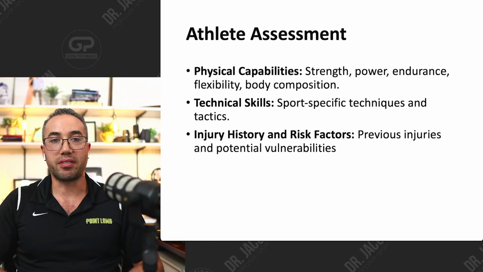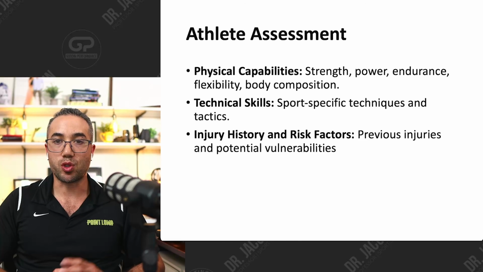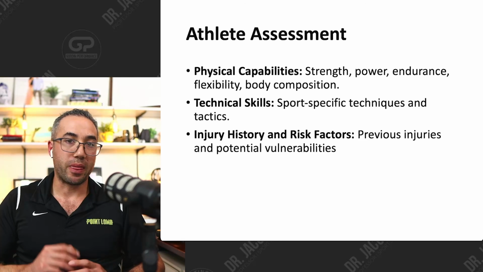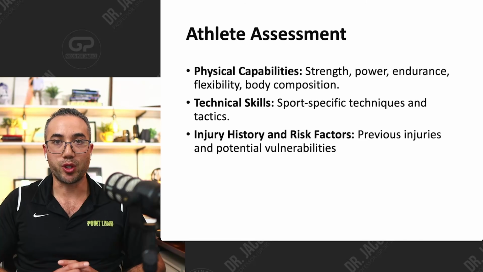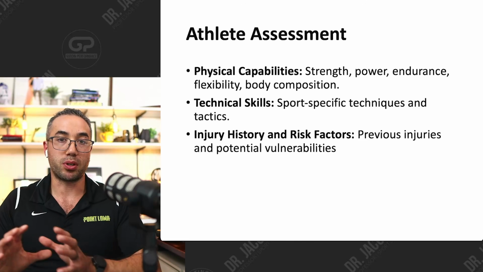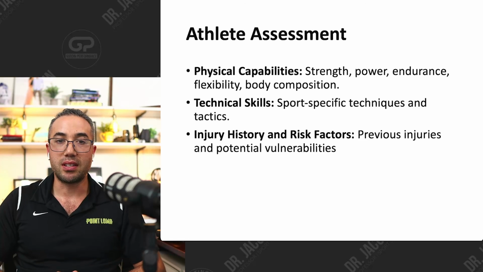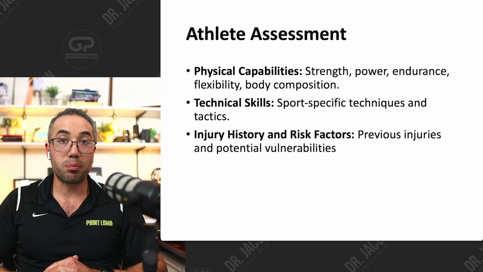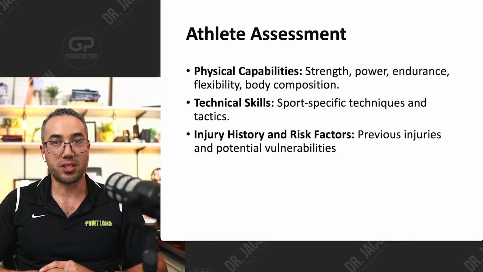Now, athlete assessment. I touched on a lot of these, but how are we assessing the athletes? First, physical capacities. So strength, power, endurance, flexibility, body composition. We won't go through how to assess all of those, but know that you should be assessing those as far as they relate to the program you're making for the athlete. Next, what are their technical skills, sport-specific techniques and tactics, and then their personal injury history and risk factors.